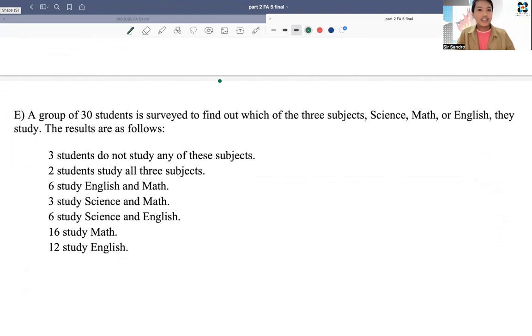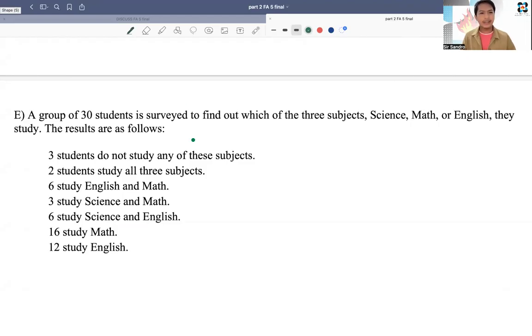All right. So a group of 30 students is surveyed to find out which of the 3 subjects, science, math, or English, they study. And the results are as follows. 3 students do not study any of these subjects. 2 students study all 3 subjects. 6 study English and math. 3 study science and math. 6 study science and English. 16 study math. 12 study English.